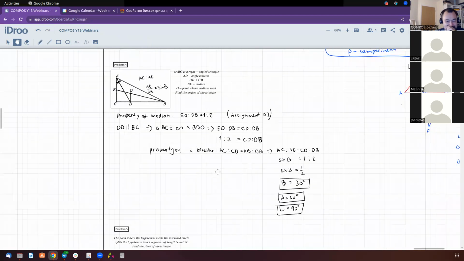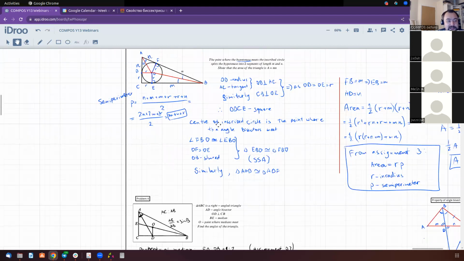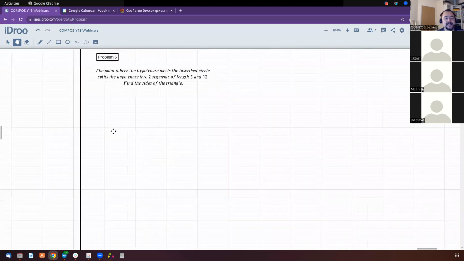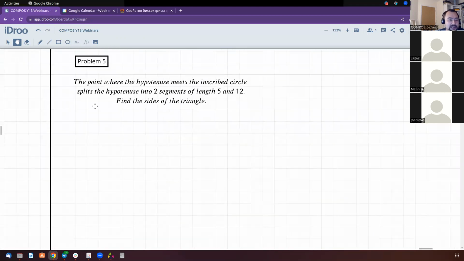Okay, so we got 4 problems done, 2 to go. Now, problem 5 is very similar to problem 3, although it is a little bit easier. Point where hypotenuse meets the inscribed circle. Okay, so we had this before. So we have an inscribed circle. We have the hypotenuse.